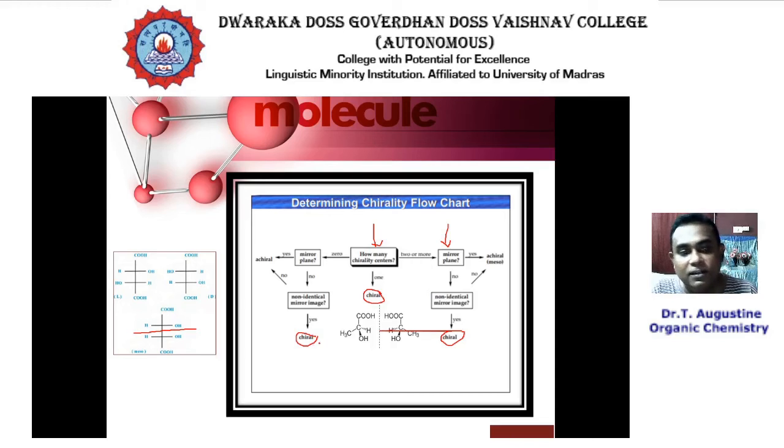In this case we can understand that our D-tartaric acid and L-tartaric acid come under this particular criteria, and they become chiral, whereas this meso-tartaric acid has a mirror plane of symmetry, and therefore it is achiral.